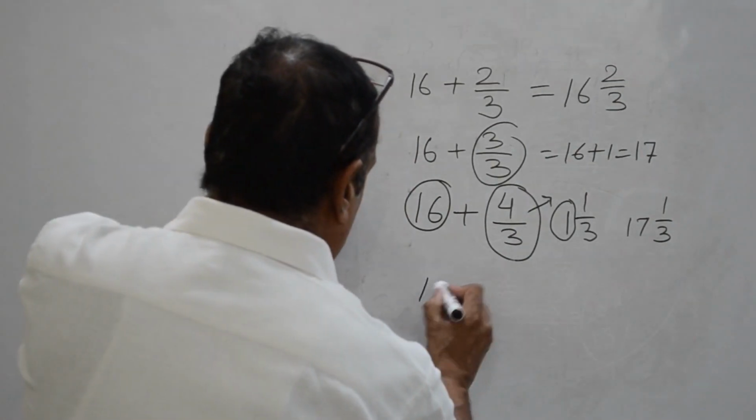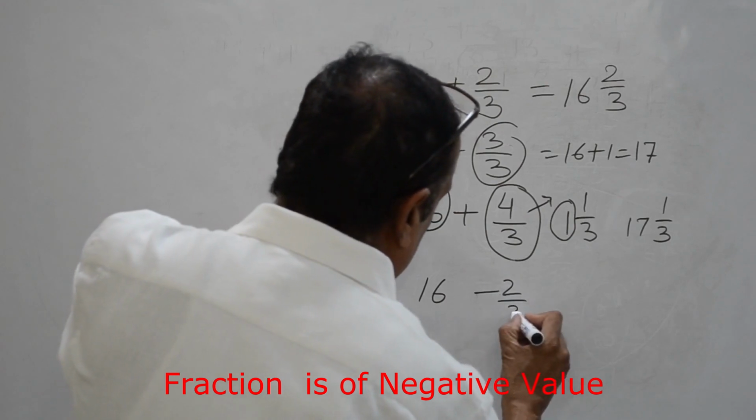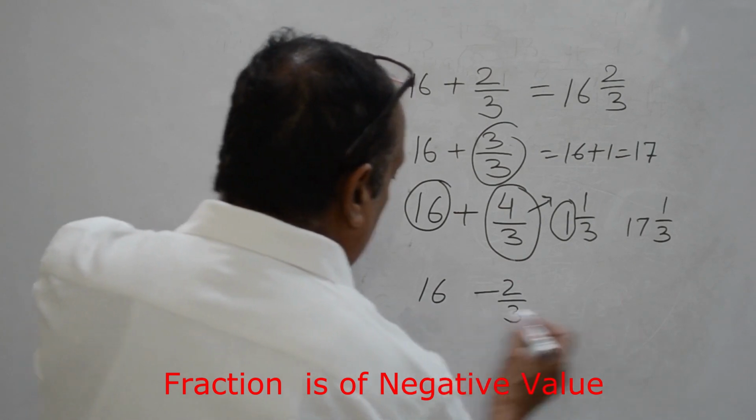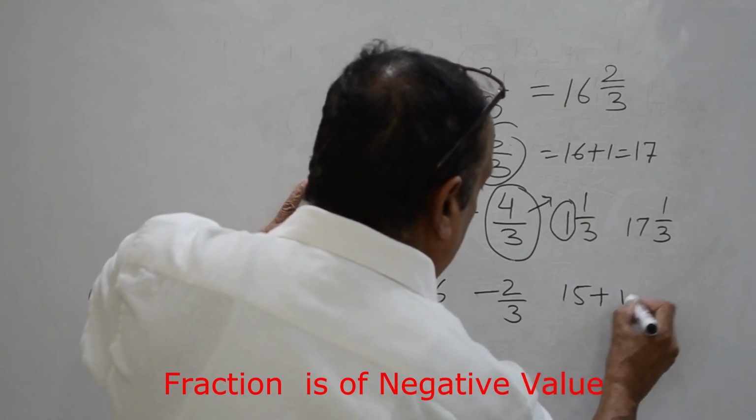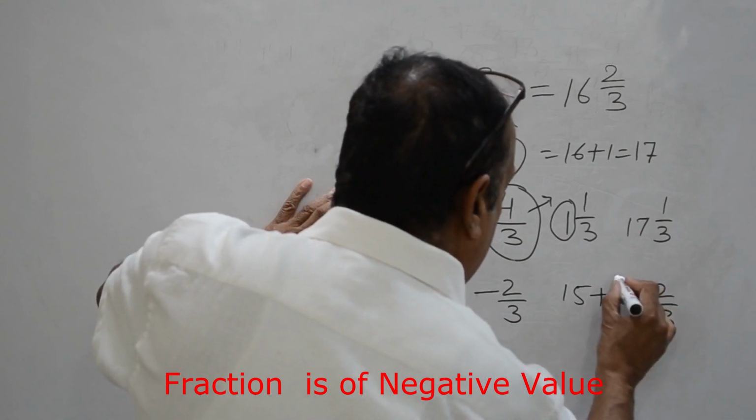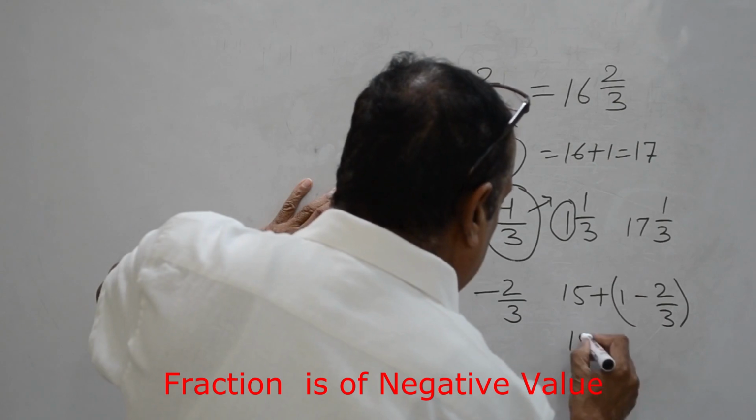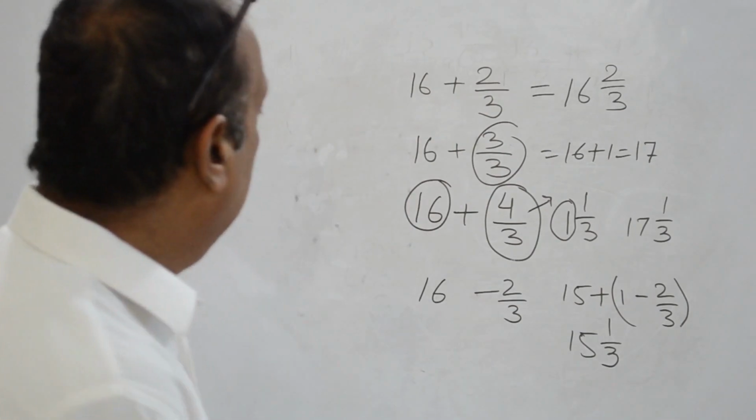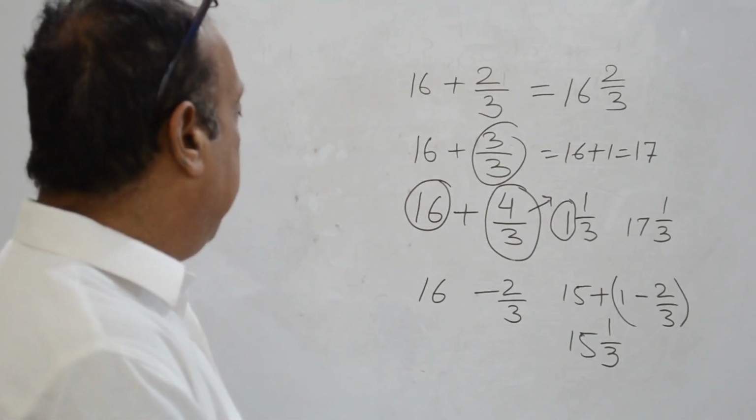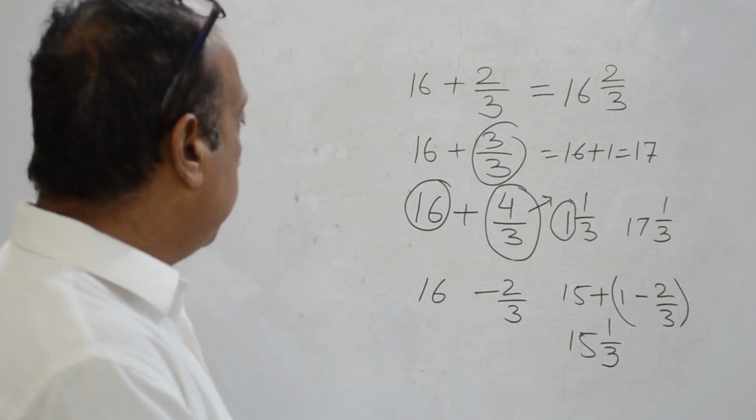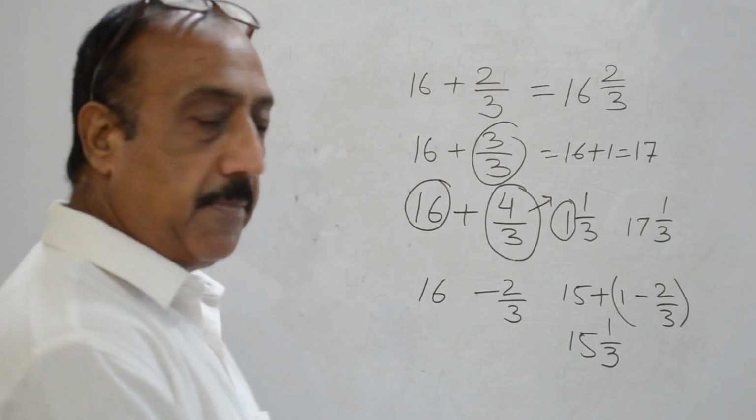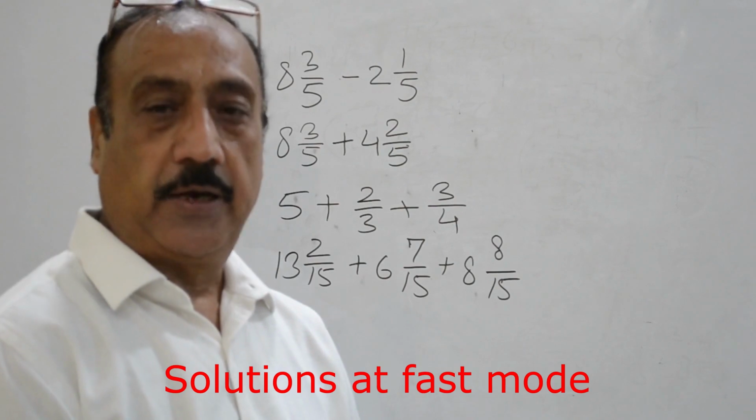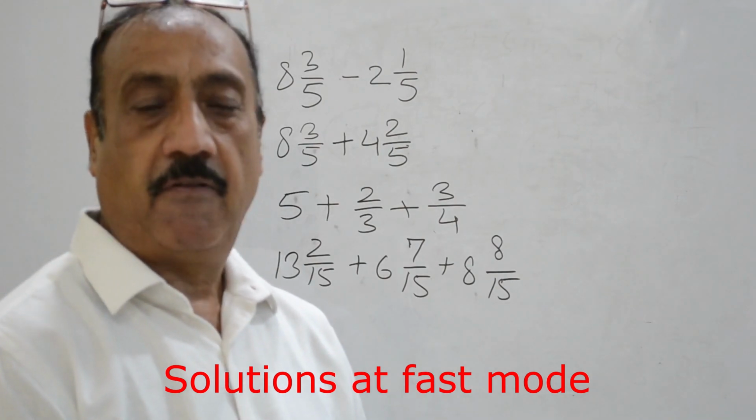And if we get a negative number in the fractional part, we have to borrow 1 from this whole number. 15 plus 1 minus 2 upon 3, and the answer will be 15 1 upon 3. And in this way we have dealt with all the various possible problems related to mixed numbers. We can solve many problems related to mixed numbers at a very fast speed.